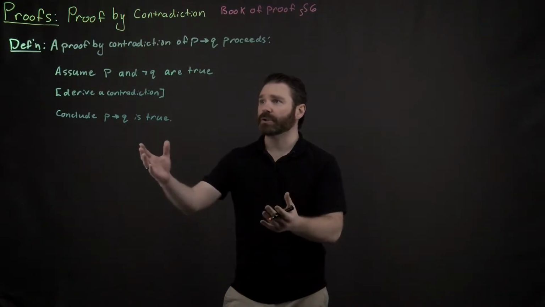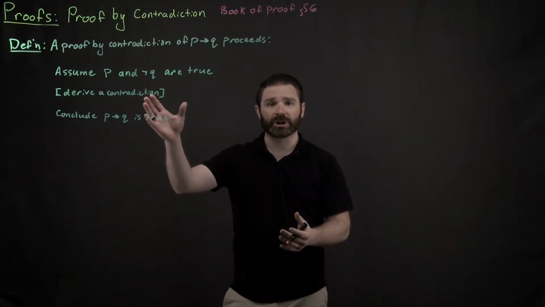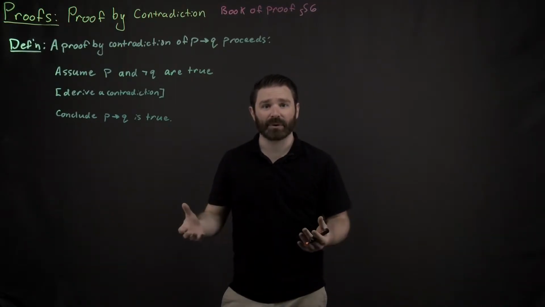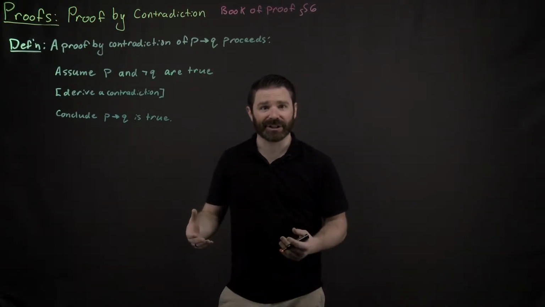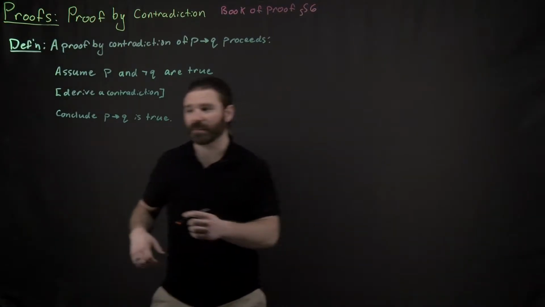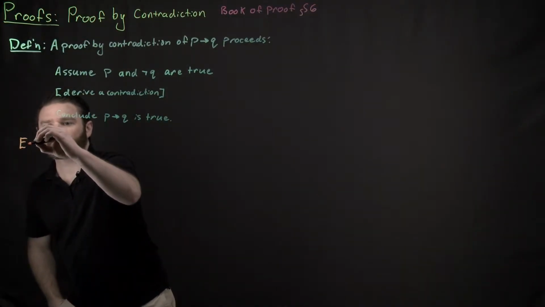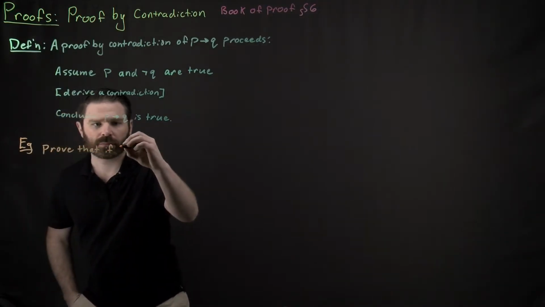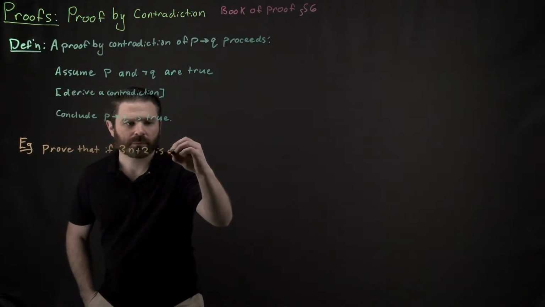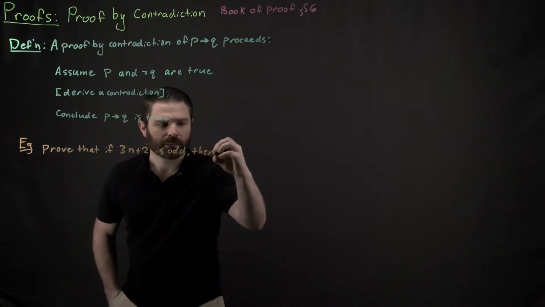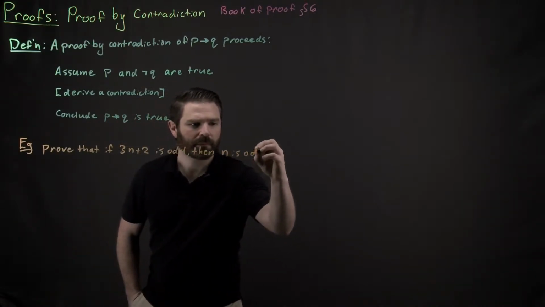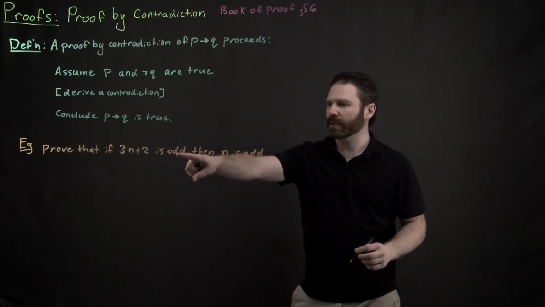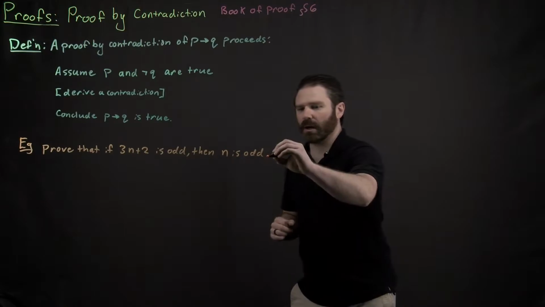So now that we have introduced a proof by contradiction for these implication style statements, let's go ahead and see an example of this proof technique in action. So let's consider the following example. Prove that if 3n plus 2 is odd, then n is odd.